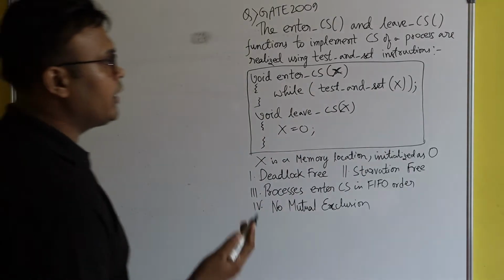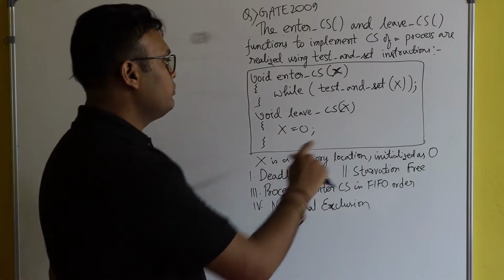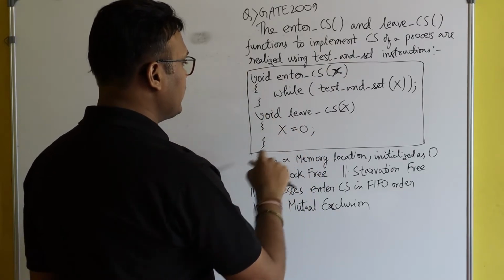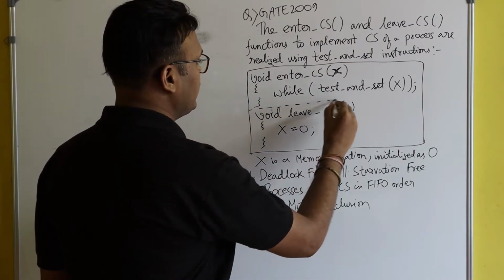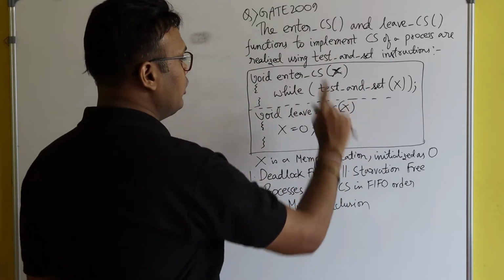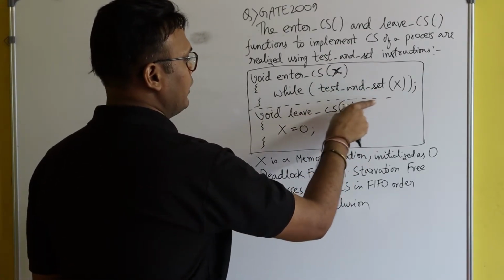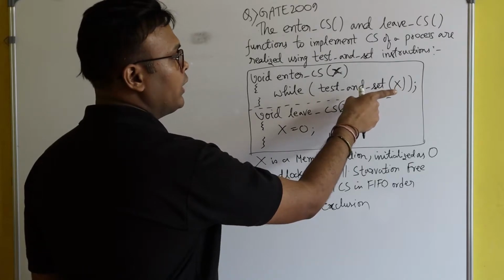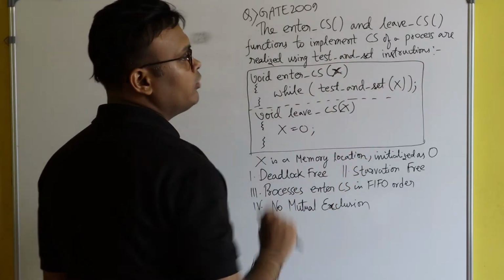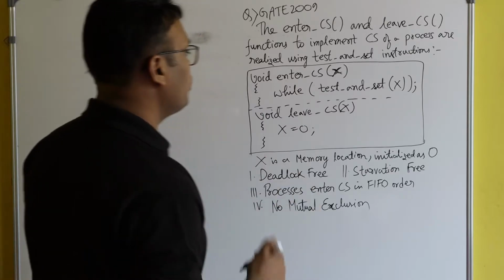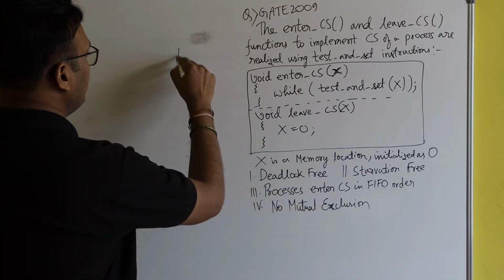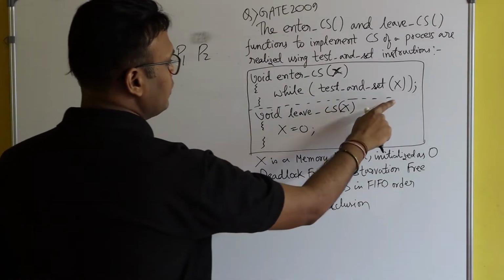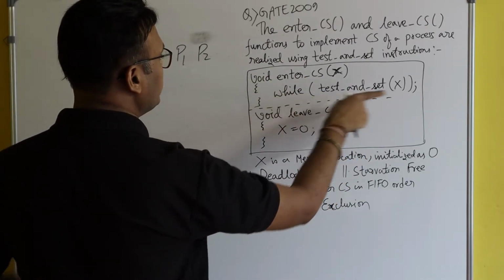What happens in test and set instruction? It's an entry code for a process to enter inside the critical section. Say this dotted line is the critical section. In order to enter this part, a process must go through this while loop. If a process is stuck in the while loop, then the while loop has to be broken. Suppose there are two processes, P1 and P2. If P1 wants to enter into this critical section, then P1 has to go through this while loop.